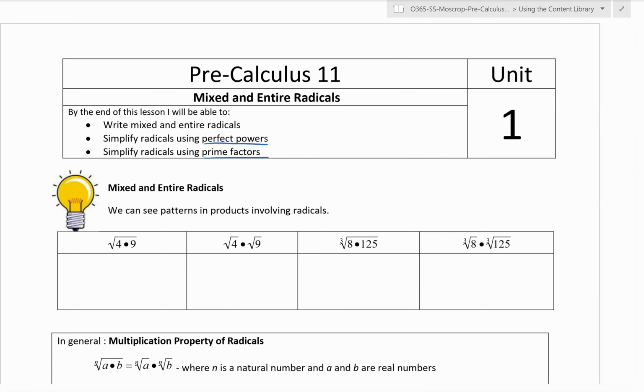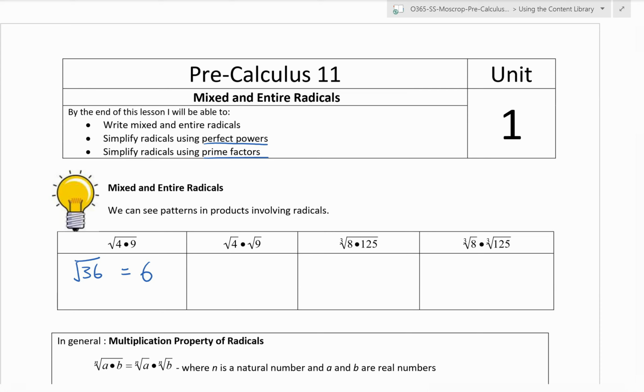So we have four expressions here that we can simplify. We have the square root of 4 times 9. Now we know 4 times 9 is 36, so this really is the same thing as the square root of 36. And hopefully you know by now that the square root of 36 is simply 6, right? Because 6 squared is 36, okay?